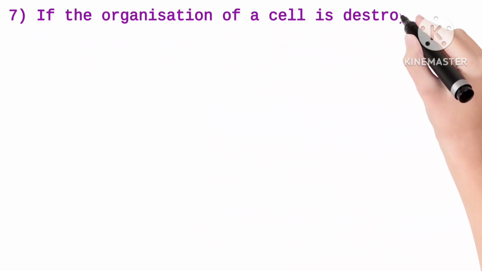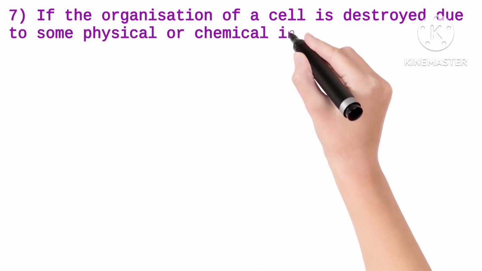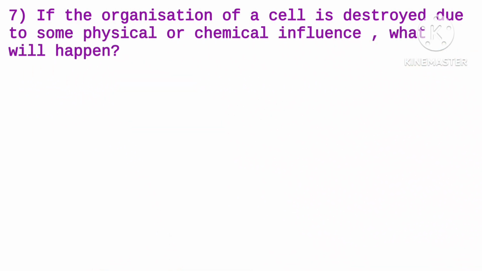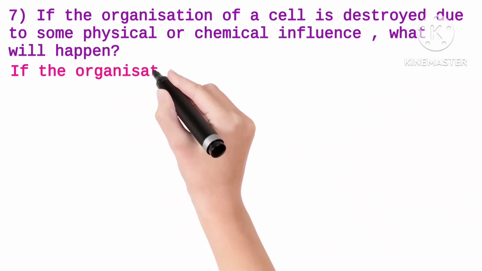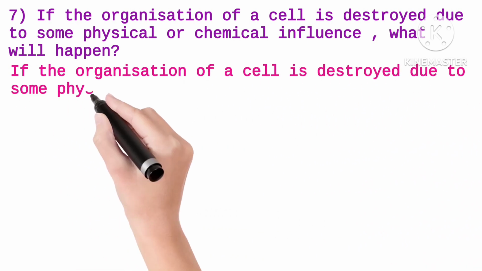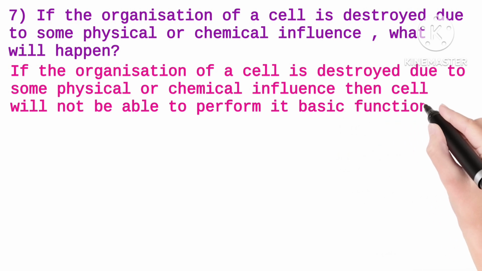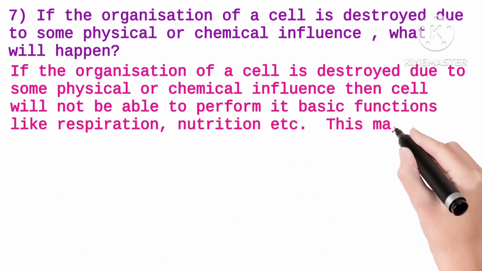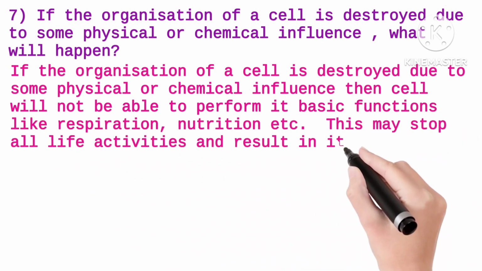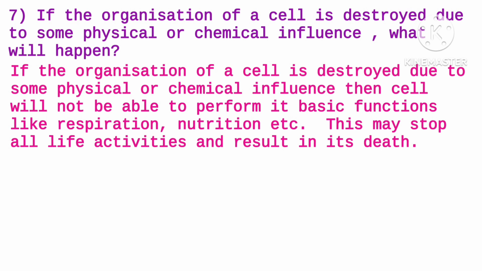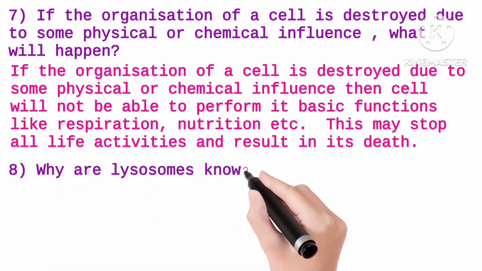If the organization of the cell is destroyed due to some physical or chemical influence, what will happen? If the organization of the cell is destroyed due to some physical or chemical influence, then the cell will not be able to perform its basic functions like respiration, nutrition, etc. They may stop all life activity and result in its death.